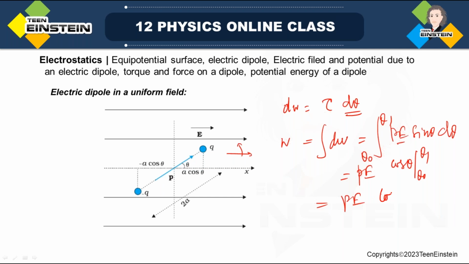So it will be cos of theta. Sine theta, there will be a minus sign here while doing the integration. So cos theta 1. If I take common, cos theta 1 minus cos theta 0. This is the work done. Now PE, so this is the work done. Okay, this is the work done.